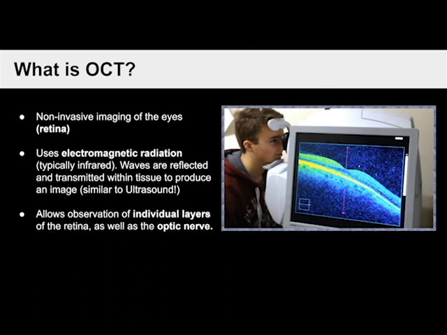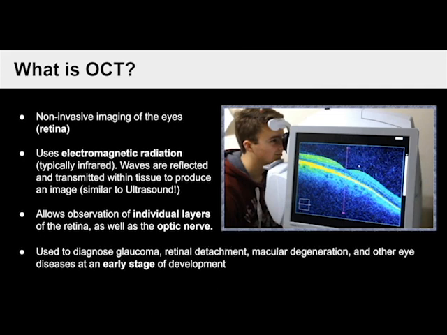OCT technology is important because it allows the observation of individual layers of the retina as well as the optic nerve, and this is very helpful for diagnosis of certain eye disorders such as glaucoma, retinal detachment, macular degeneration, and other eye diseases. The key to OCT is it helps us find these things at an early stage of development to prevent blindness later on.